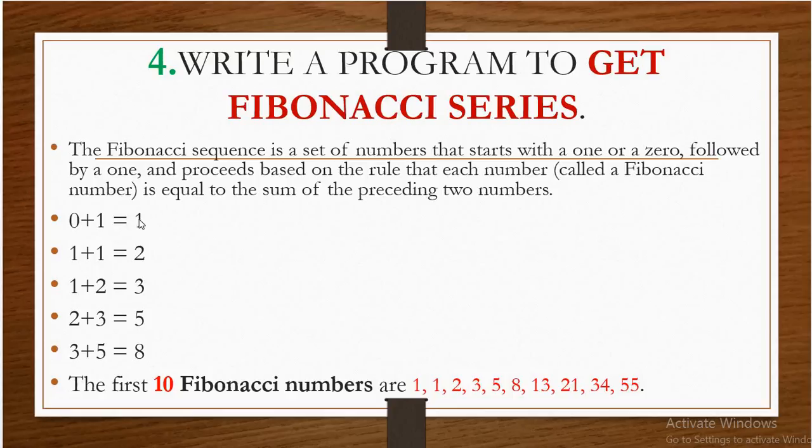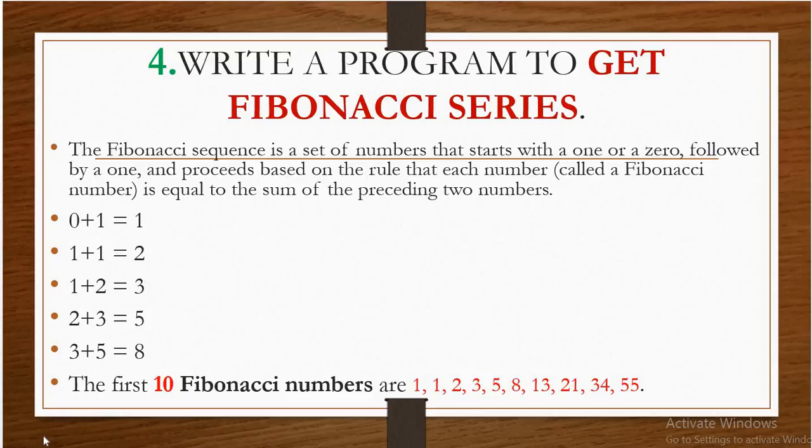0 plus 1 is equal to 1. Now last two numbers are 1 and 1, and next digit will be 1 plus 1, 2. Like this we can count the sequence of Fibonacci series. And 2 plus 3 is equal to 5, like this 3 plus 5 is 8, and here you can see first 10 Fibonacci numbers are 1 1 2 3 5, 3 plus 5 8, 8 plus 5 13, 13 plus 8 21, like this you can see here.